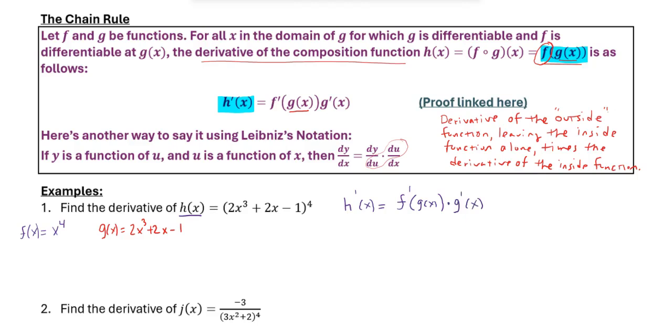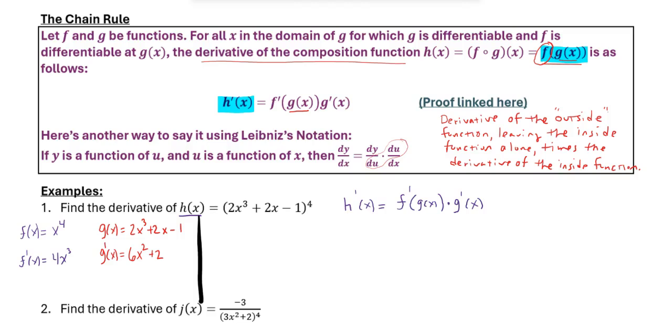So we need the derivatives of f and g. Let's go ahead and do that. We use the power rule for that. Let's start with f. F prime of x, using the power rule, is just 4x cubed. All right, g of x. We have separate terms. Let's use the power rule and the constant rule. This will be 6x squared plus 2. So that is g prime of x. I forgot to put my marking.